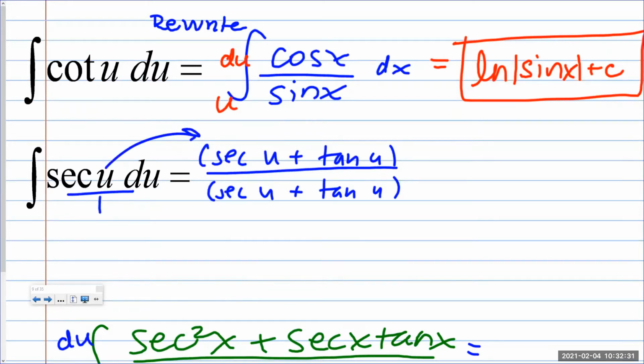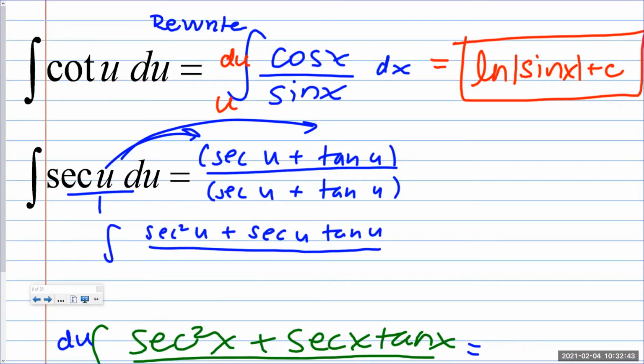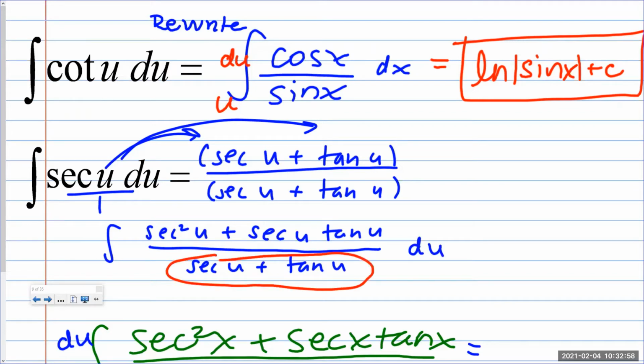So if I distribute this, it's kind of weird, but I'll get secant squared u plus secant u tangent u on the top. And on the bottom, I would get secant u plus tangent u. This is kind of interesting, but okay, you guys good? This secant u is actually equal to this long thing that I did. But guys, what would happen if I made this my u?